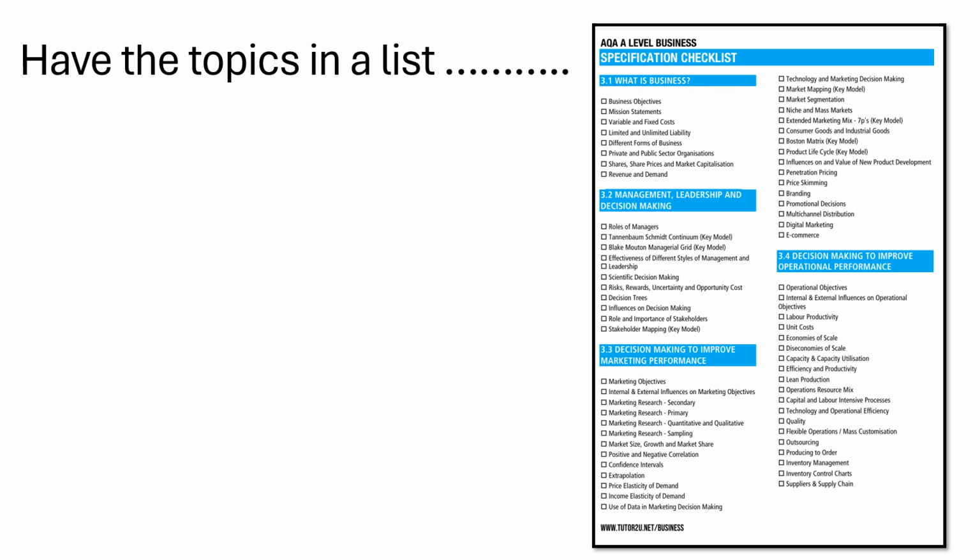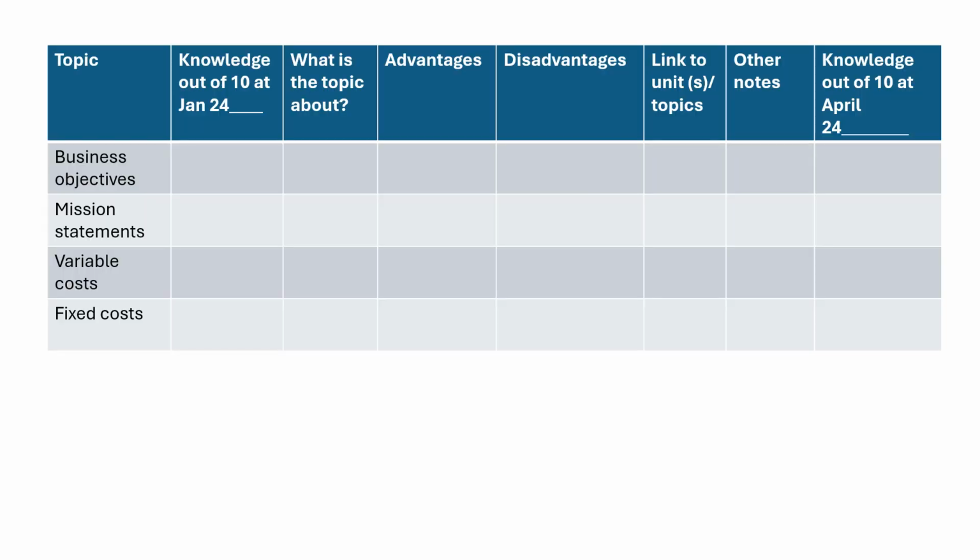Anyway, a topic list like this is very useful to tick off what you do know and what you don't know. But I've also modernised it a little bit in the following way. So let's have a quick look at the table now. You've got your topics in the first column there, the topics that you would need to know. In this case it's Unit 1, what is business?